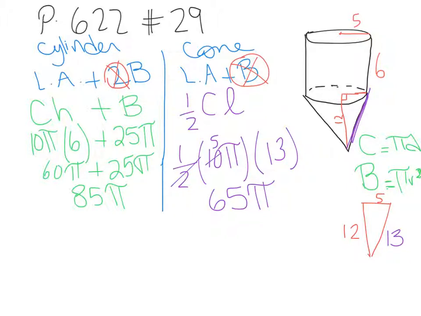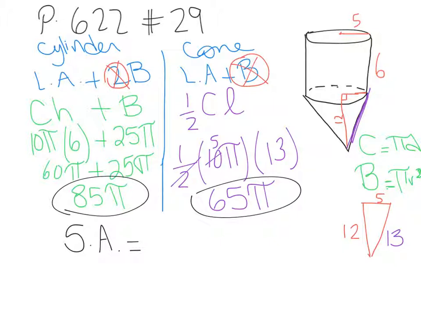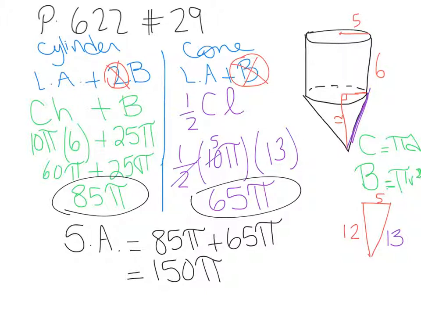Okay, so now the surface area of that composite figure is pretty much those surface areas added. So 85 pi plus 65 pi is 150 pi. I think it was feet for this problem, so feet squared. If you multiply pi in, like 150 times 3.14, I think you'll end up with 471 feet squared.